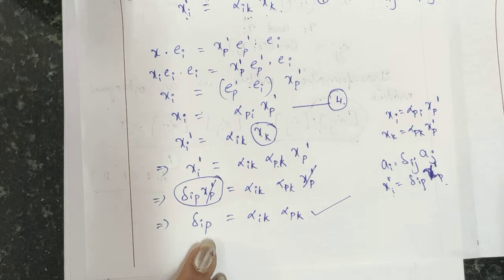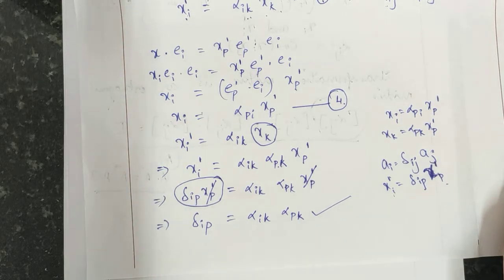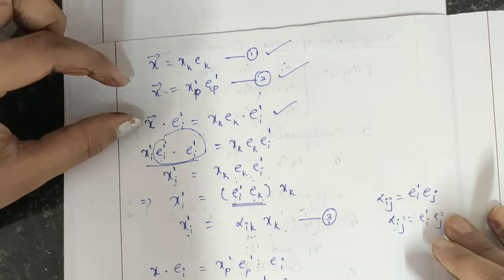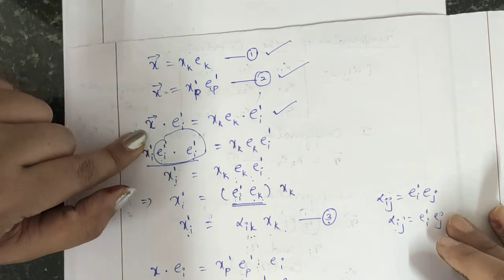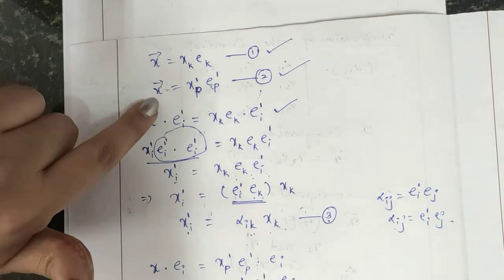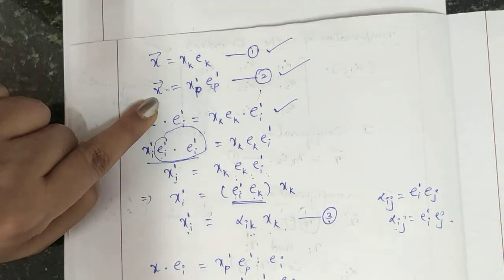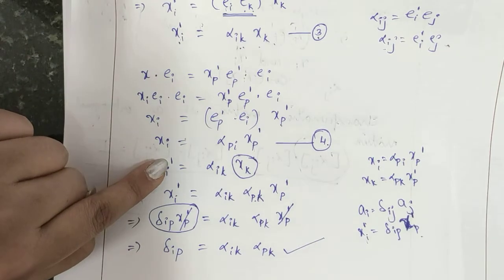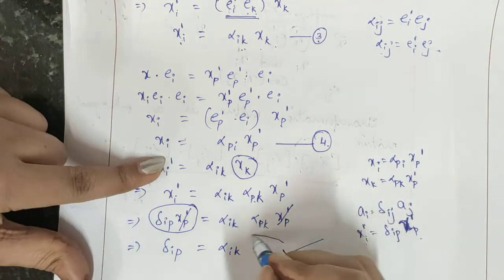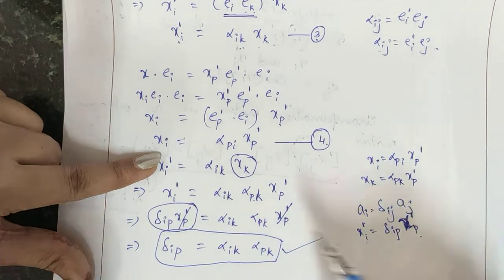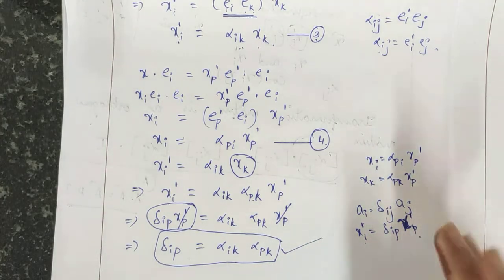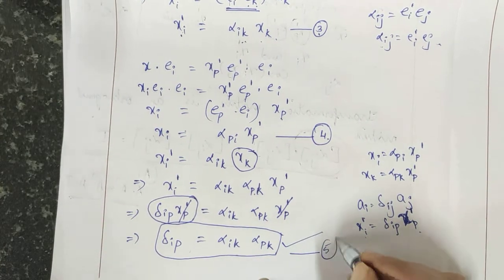So till here I guess there are no confusions. We have just considered these two equations and taken the dot product of ei prime with equation 1 and simplified that, and we have taken ei as a dot product with your equation 2 and simplified that. Using equation 3 and 4 we are getting delta ip is equal to alpha ik into alpha pk. Okay, so now call this your equation number 5.